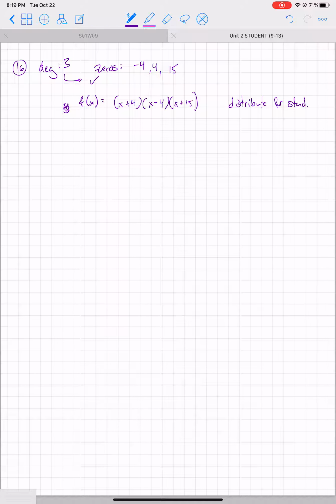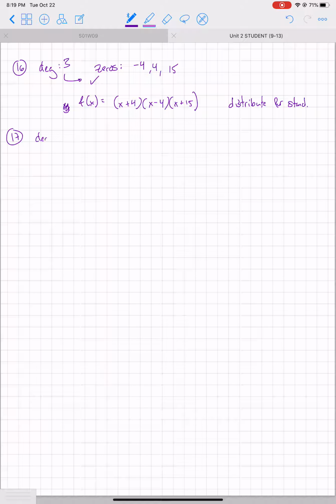Here we have degree 3, and the zeros they gave us were negative 4, 4, and 15. So degree 3, we have all three zeros, so that checks off. When we write our factored form, we just change the sign. All right, so that's in factored form. Then we would have to distribute to get standard form. We practiced that enough, I'm sure you can handle it now.